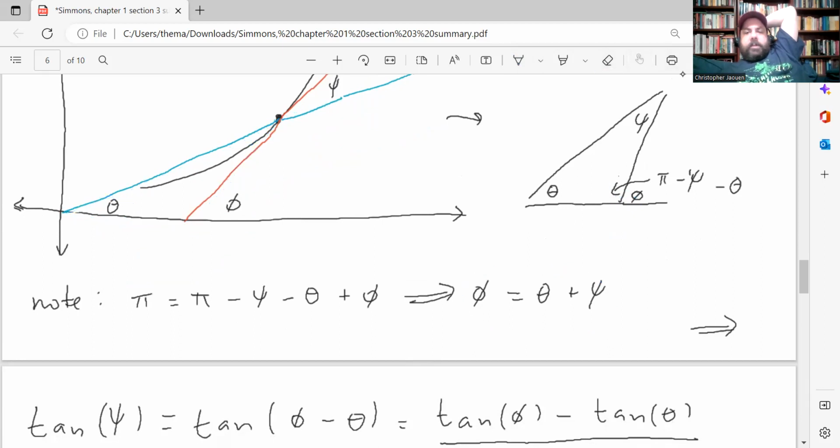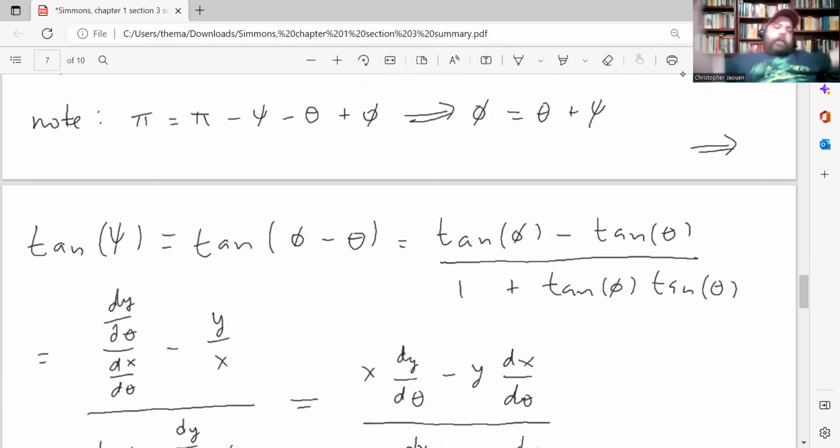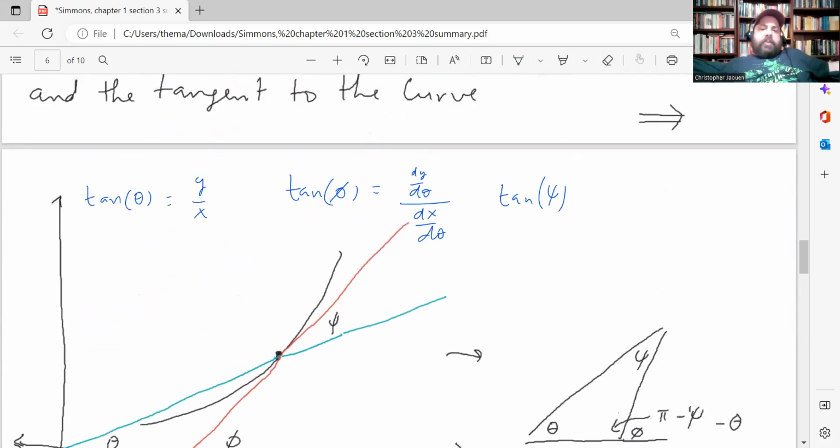Which I do on the next page. All right, so tangent of psi is equal to tangent of phi minus theta. And using the difference formula for tangent, that's equal to tangent phi minus tangent theta divided by 1 plus tangent phi times tangent theta. And then remember that tangent of phi is dy d theta over dx d theta. Tangent of theta is y over x.